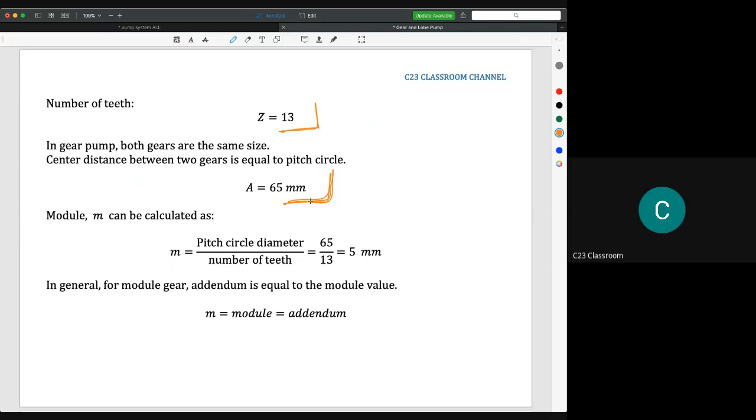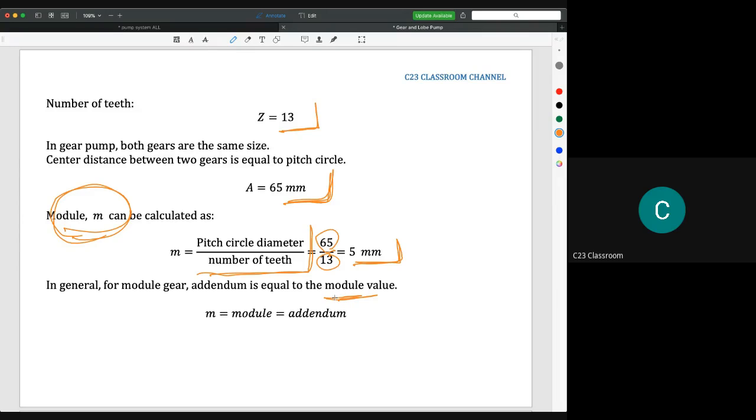So then we try to calculate the dedendum diameter. Because it is a module gear, we need to calculate the module. The module is the pitch circle diameter divided by the number of teeth. This is the fixed equation if you design a gear. So we have 65 over 13, so we get 5 millimeters. This 5 millimeters is actually the module of the gear.